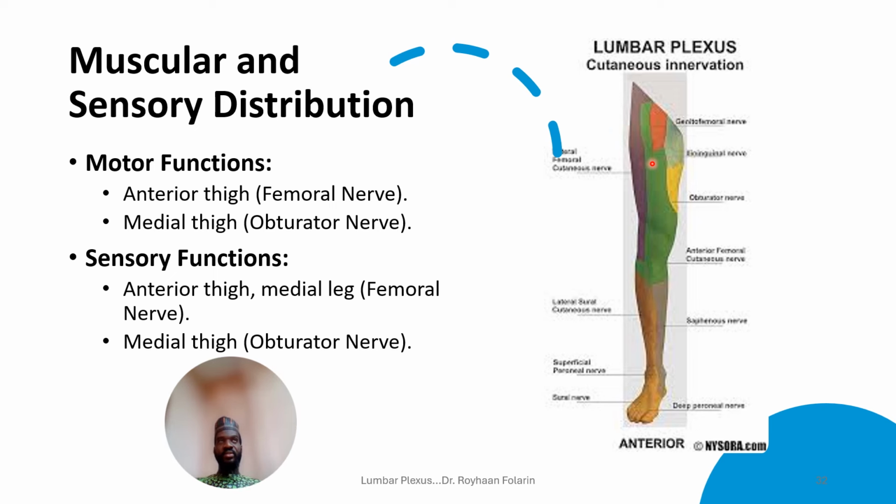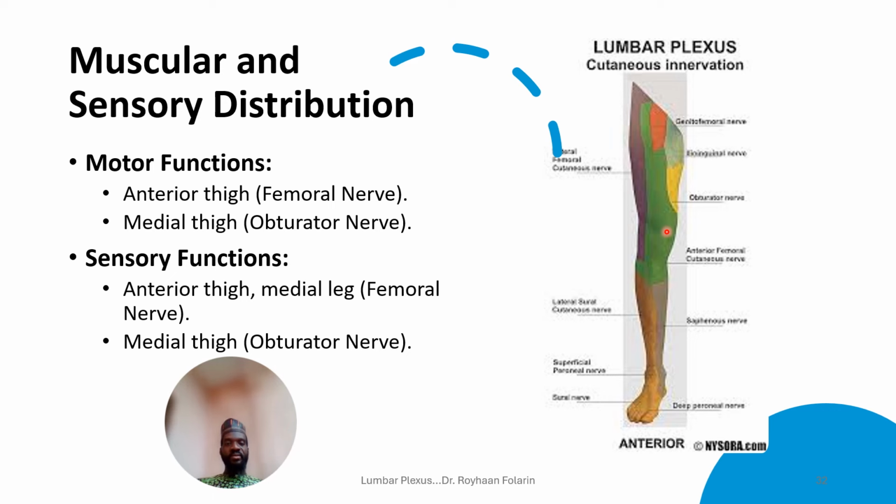The femoral branch of the genitofemoral nerve is what gives cutaneous sensation at this upper part of the anterior thigh. While for sensory, the lateral femoral cutaneous nerve supplies the lateral thigh, while the femoral nerve supplies the anterior thigh and medial leg.